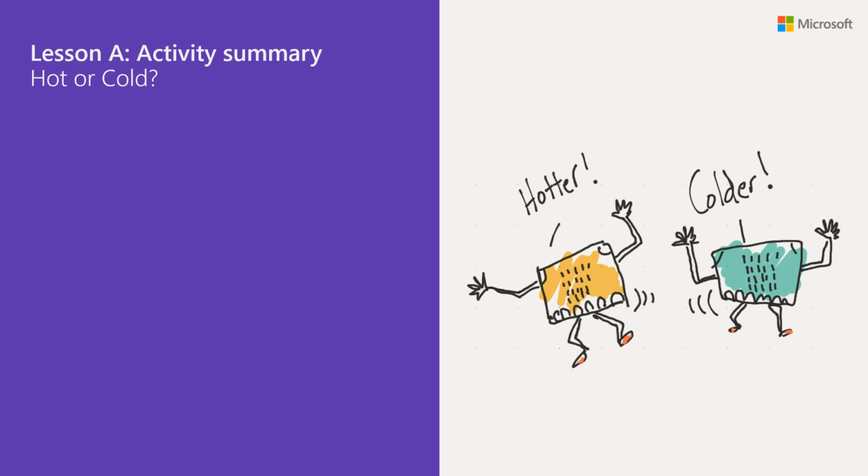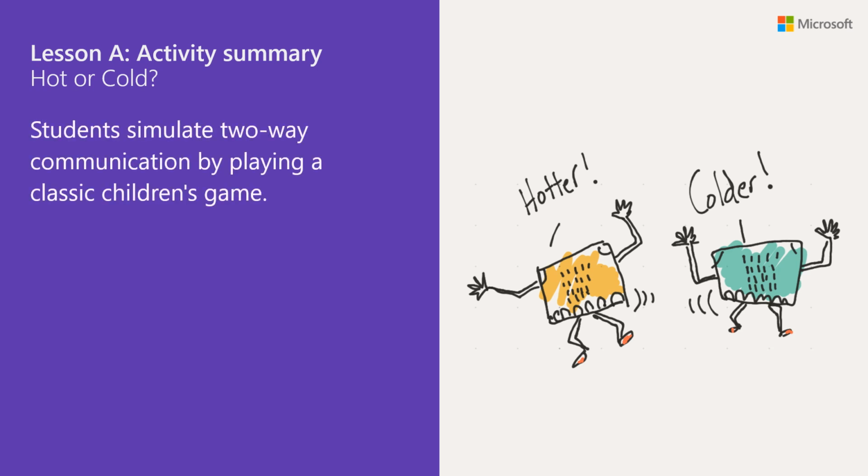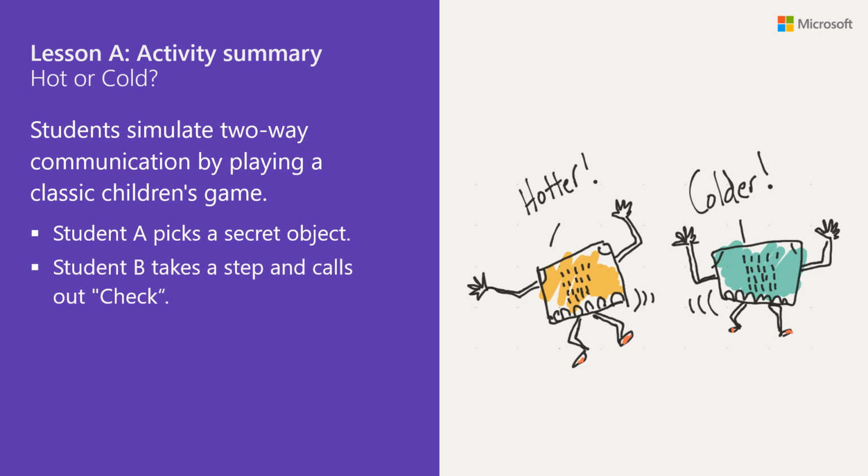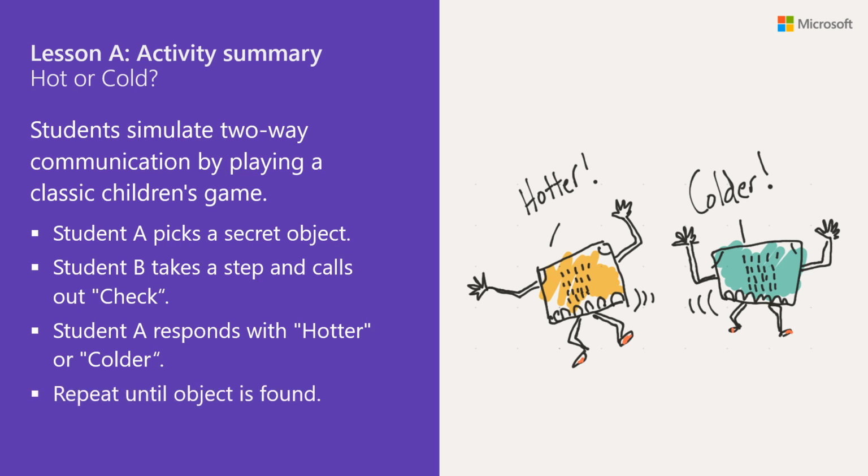Now in lesson A, your students will play a familiar game called Hot or Cold as a way to use two-way communication to locate a hidden object. The way it works is the students are going to work in pairs, student A and student B. Student A picks a secret object somewhere in the room, but doesn't tell student B where it is. Then student B takes a step in any direction and calls out check. Student A is going to respond with hotter or colder. You can keep going with student B calling out check and student A responding with clues to find the hidden object. Then you have the students switch places.